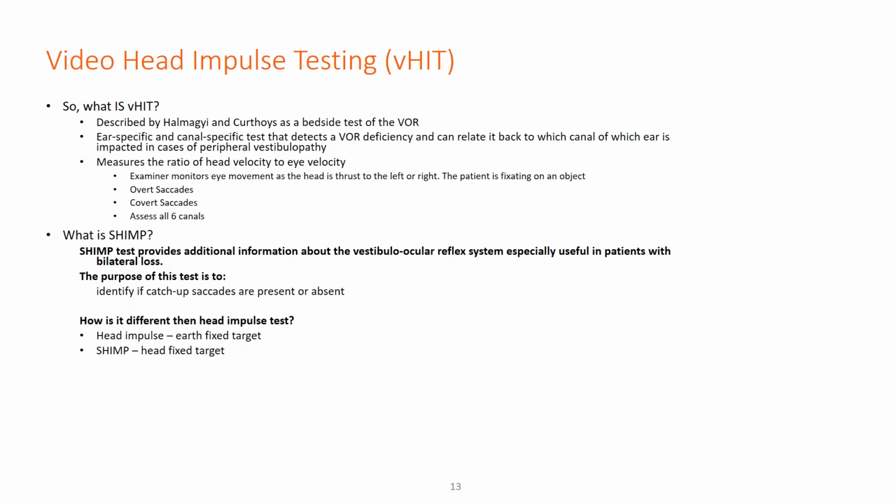With VHIT, the target is fixed on the wall and the tester is moving your head quickly, and we're hoping not to see saccades. With SHIMP, the patient is following a target that's projected from the goggle while the tester moves their head, and we're hoping to see saccades. So it's kind of opposite but complementary information that can help to support that diagnosis. And right now it's only done in the lateral plane. So the big difference is whether the target is earth fixed or coming from the head, and whether I'm seeing saccades and want to see saccades, or not seeing saccades and don't want to see saccades. Those are the things we can basically share about this test at this point.